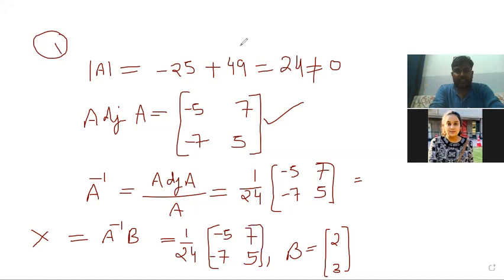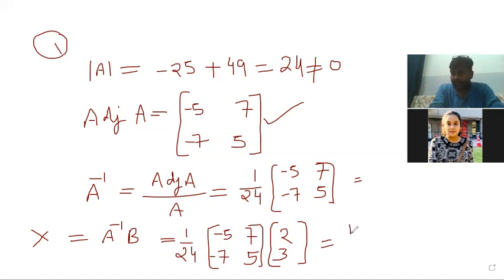And write down B, which is 2 and 3. You see that we multiply these two matrices. These are a 2 by 2 matrix and a 2 by 1 matrix, so we will get a 2 by 1 matrix.